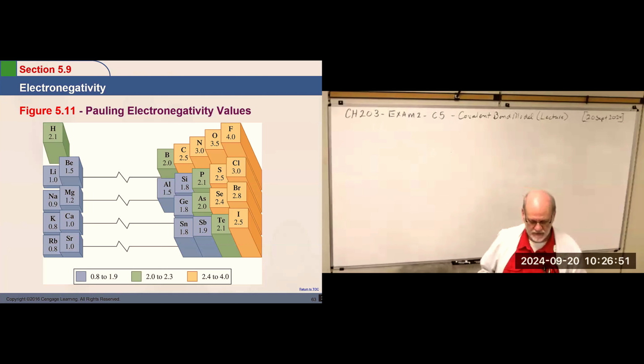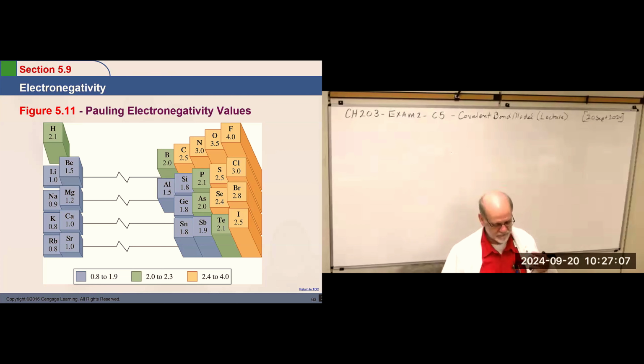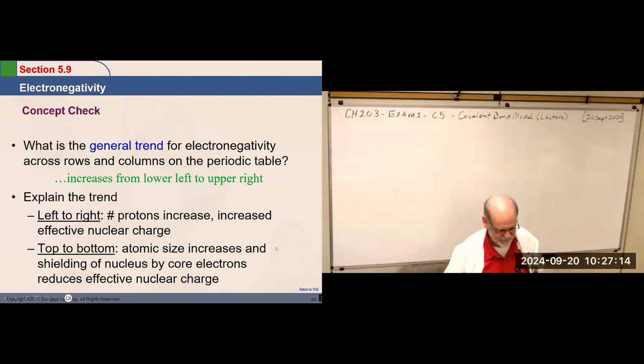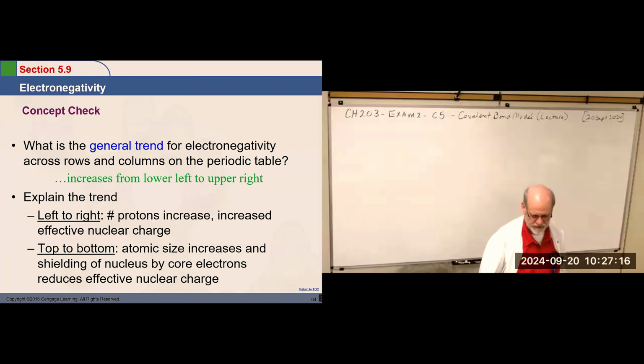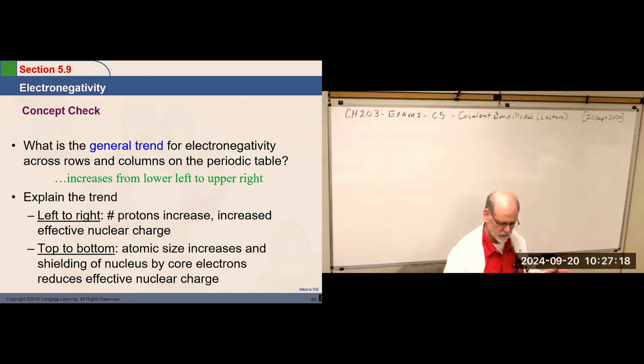So we focus on these trends with the representative elements, right? The first two, alkaline metals, alkaline earths, and then the last six: boron, carbon, pnictogens, chalcogens, and halogens. And the trend is generally from lower left to upper right. All right. What's the general trend for electronegativity? Lower left, upper right.